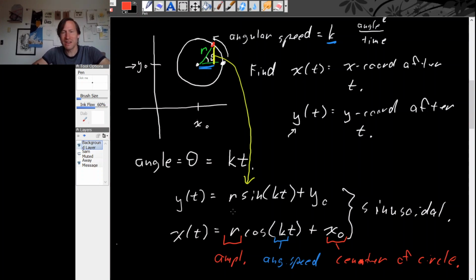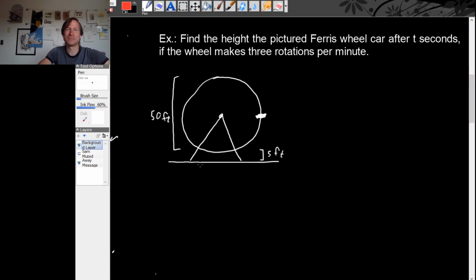Okay, so knowing that the coordinates of a point moving around a circle are just described by sinusoidal functions, and knowing these correspondences between the elements of sinusoidal motion and the geometry of the circular motion, this gives us some great shortcuts for writing down functions when you have things moving around a circle. So let's look at an example.